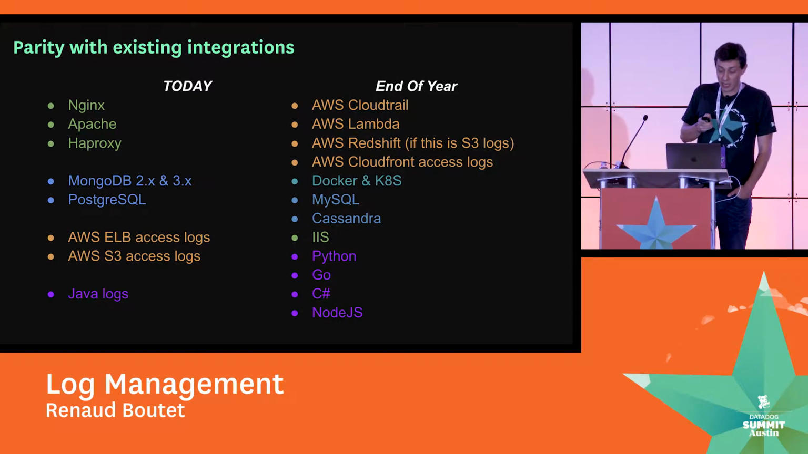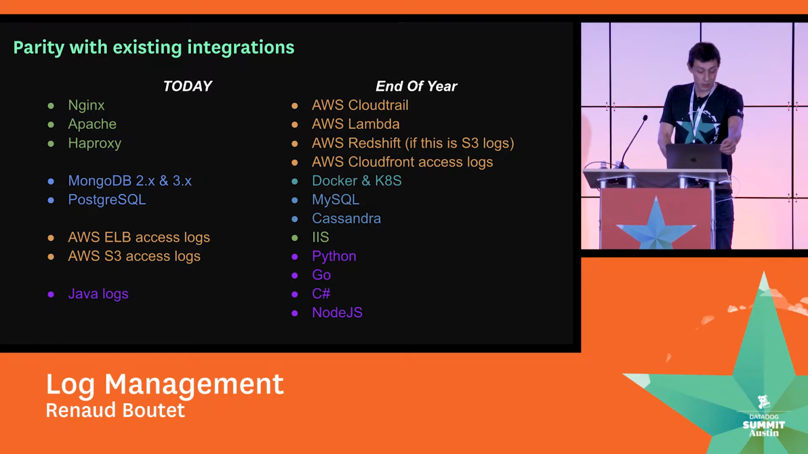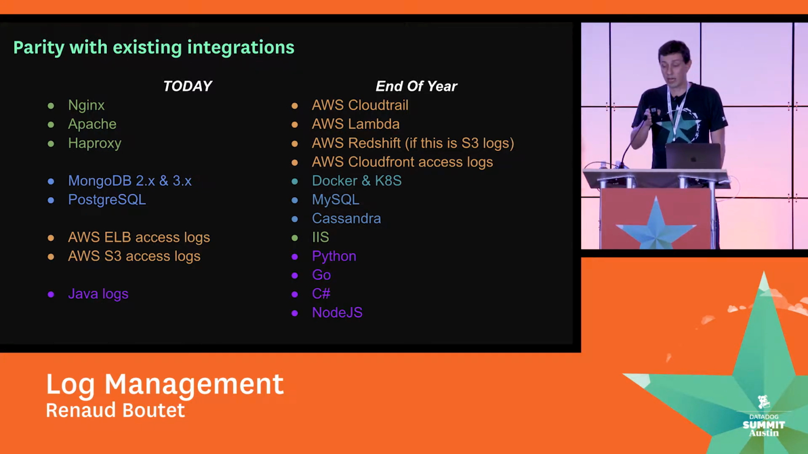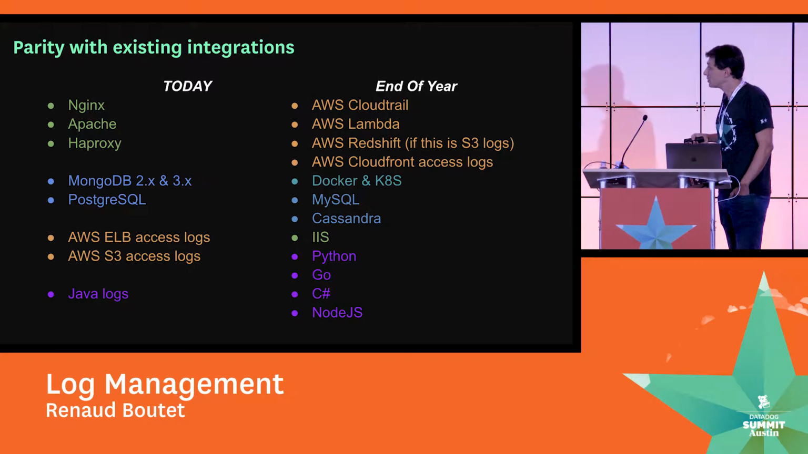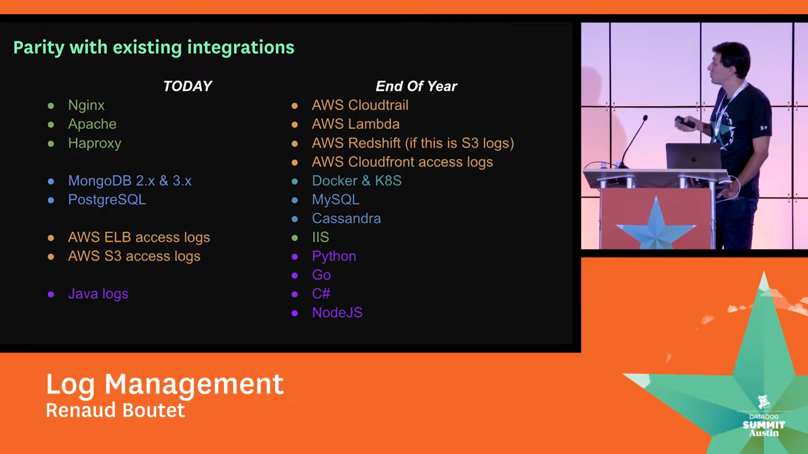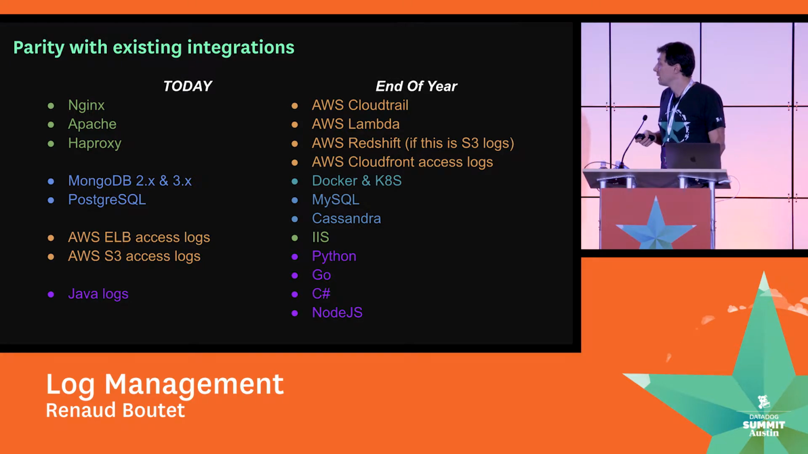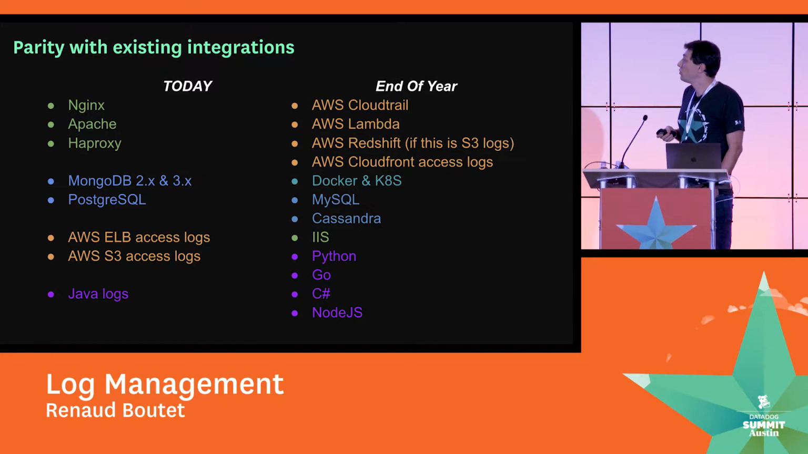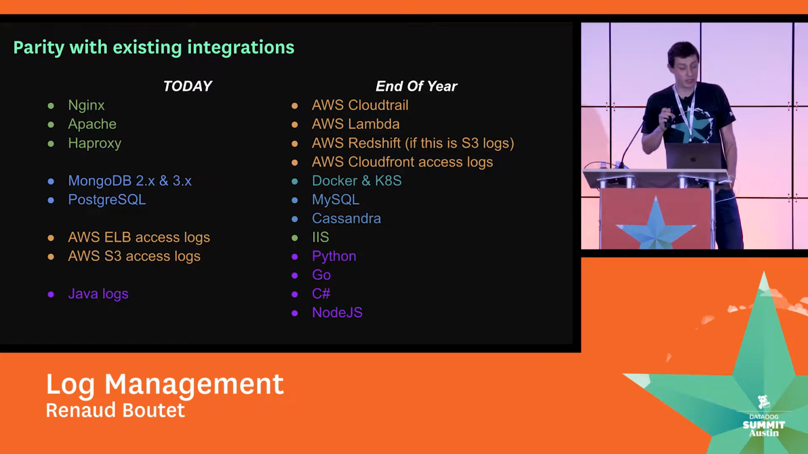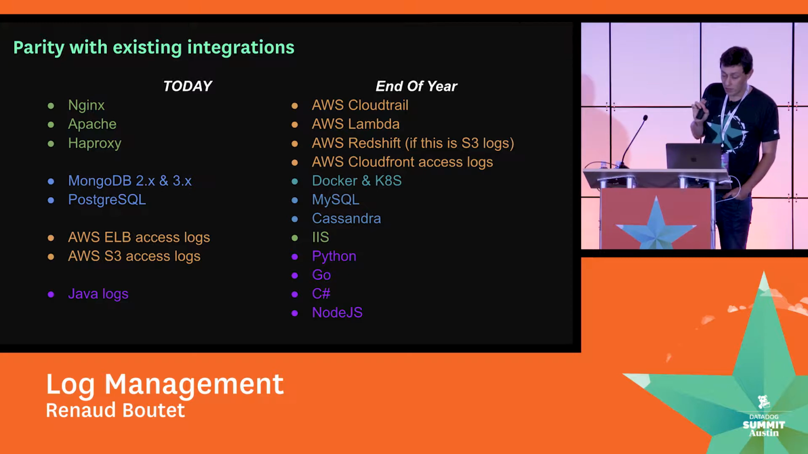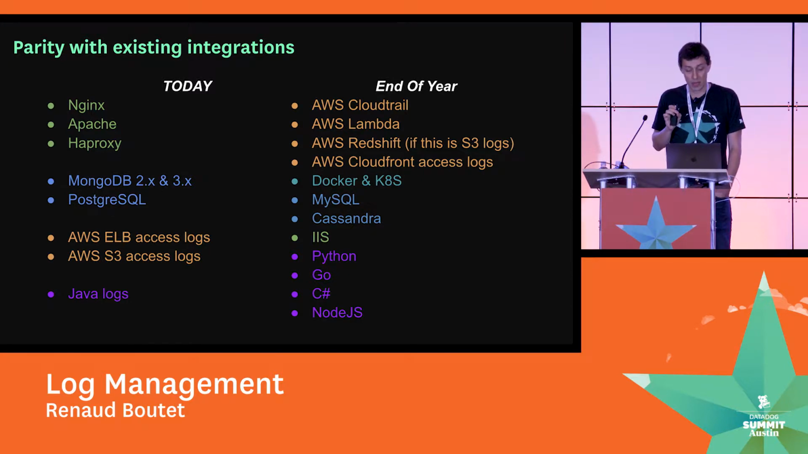At the day I'm talking now, we already have these integrations available: Nginx, Apache, HAProxy, MongoDB, Postgres, etc. And we also want to have all the logs from AWS. So ELB and S3 are almost available. And Lambda functions, for instance, are a very interesting use case here.